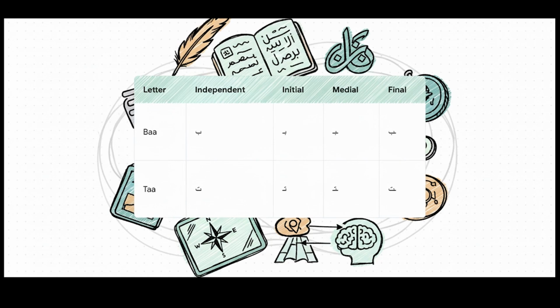Characteristic number 3 is all about adaptation. Now, a letter's shape can change a little bit depending on where it sits in a word, whether it's at the beginning, in the middle, or at the very end. But don't let that throw you off. The most important parts, the letter's core shape, and especially those little dots, they always stay the same. Think of the dots as the letter's unique fingerprint.